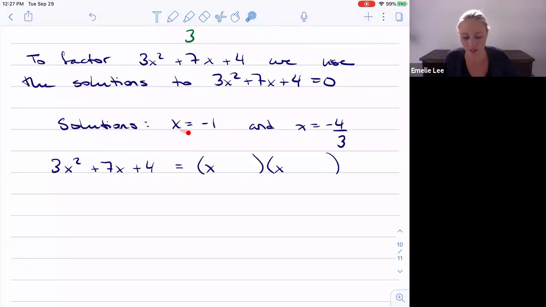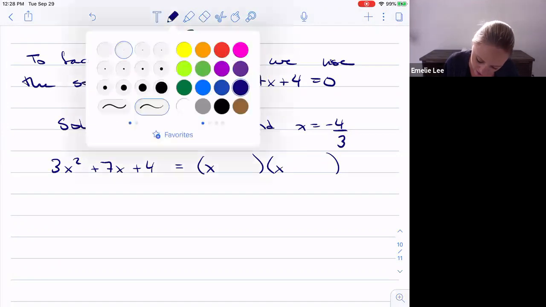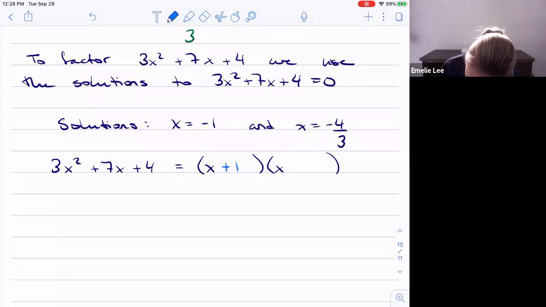Again, I'm going to use these solutions and do x plus 1, because x equals -1 has to be a solution. And x plus 4/3, because x equals -4/3 has to be a solution still. So what we have is x plus 1 times x plus 4/3. Maybe I'll make this bigger.